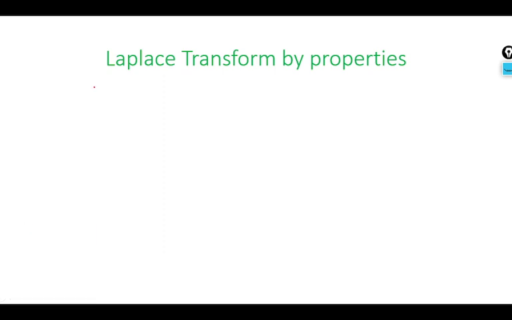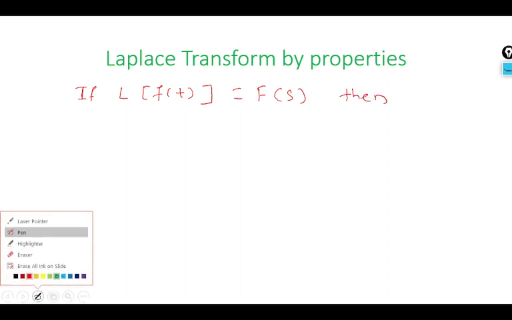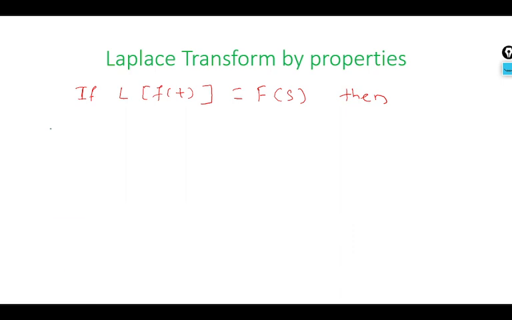The first thing, you should already know the Laplace transform of the standard results. Now, suppose we know the Laplace of the function f of t is this capital F of s, then the first property that I'm going to write here is known as the first shifting property.